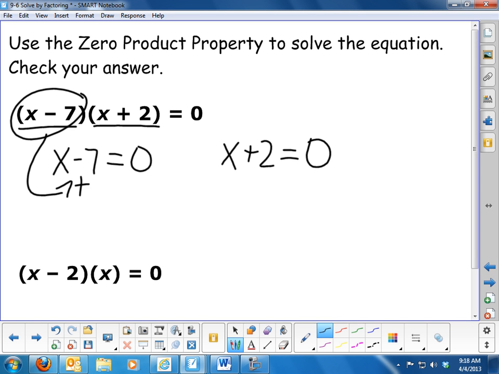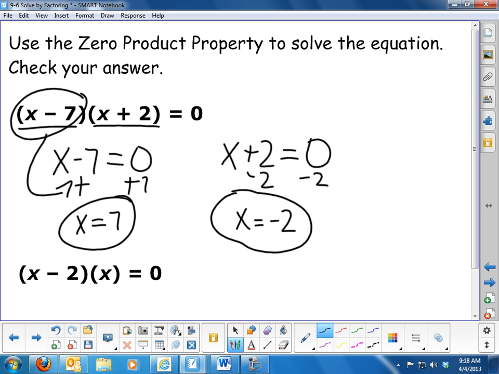And these are fairly simple. Add 7 to each side, so x equals 7, and subtract 2 from each side, x equals negative 2. So what are my two zeros, or what two numbers make this quadratic true? When x is 7 and when x is negative 2.